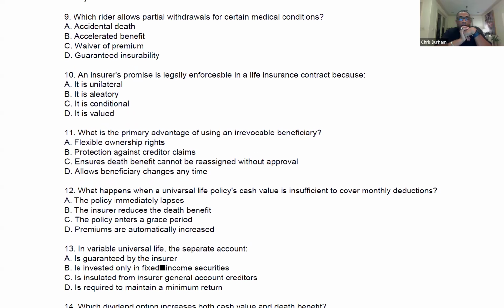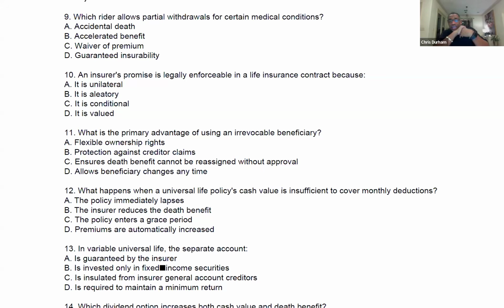Read all four choices. A is unilateral. B, it is aleatory. C, it is conditional, and D, it is valued. And the insurance promise is legally enforced in a life insurance contract because... I'ma still stick with, I'ma say C because it's conditional.